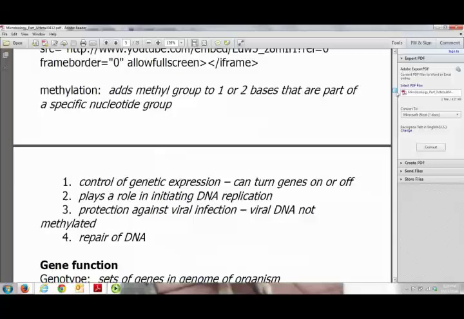In some cases you will find that there's been some methylation of the DNA. This is going to add a methyl group to one or two of the bases that are part of a specific nucleotide group. This is a way to help control gene expression. It can help to turn genes on or off. It plays a role in initiating DNA replication. It will help protect against viral infection. Viral DNA is not methylated, so when looking to destroy viral DNA, one of the things it will look for is whether there's methylation, and it will leave it alone if there is methylation. It's also useful in helping to repair the DNA.